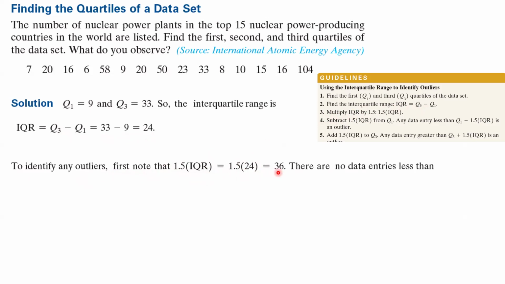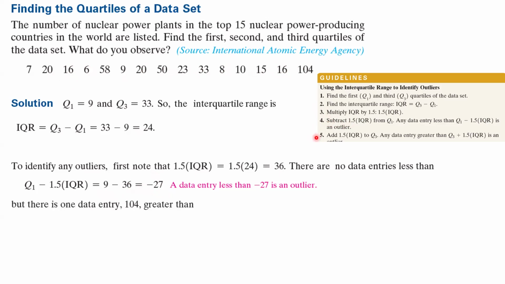There are no data entries less than Q1 minus 36. Why is that? Because Q1 is 9, 1.5 times the interquartile range is 36, and the result is a negative number. We don't have any negative number in our collection. So step 4 doesn't give us anything meaningful. We need to jump into step 5.